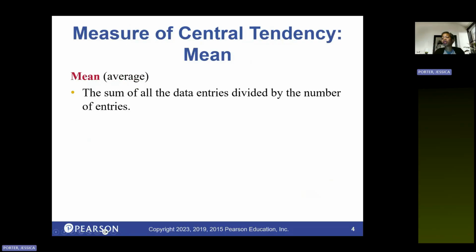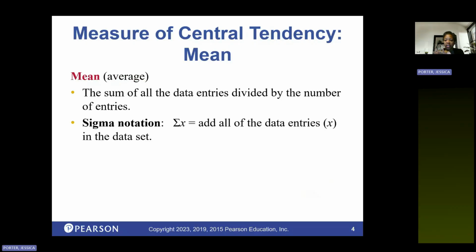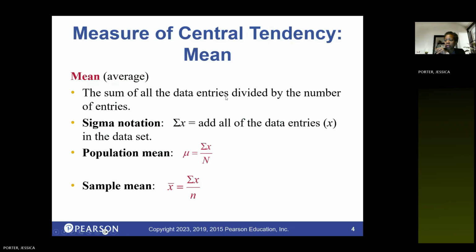All right. So the mean is going to be the sum of all the data entries divided by the number of entries. We use sigma notation to indicate addition of all of those entries. Sigma notation means I'm going to add up all the X's, and I'm going to show you on the next screen what that looks like. Now, most of you know how to calculate an average. So you're going to add up all the frequencies and then divide that by the number of frequencies that you have. That N is the number of data entries that you have.